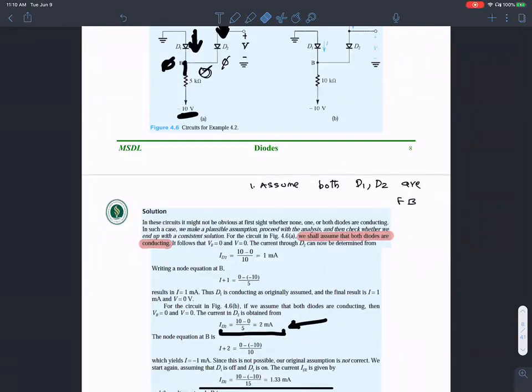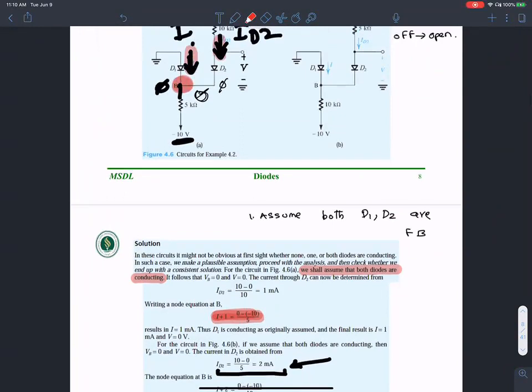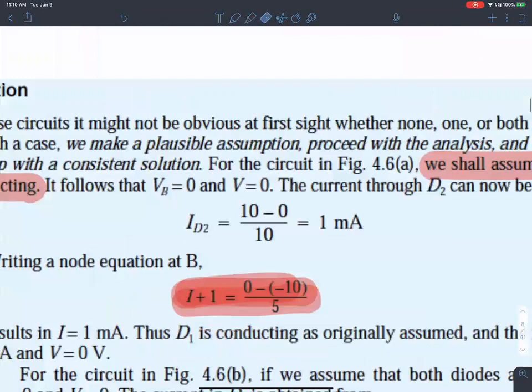Okay, so this equation is simply an application of KCL at this node. The current flowing in is the sum of I and ID2. I is left as is, and ID2 is 1 milliampere, so I plug in 1 over there.